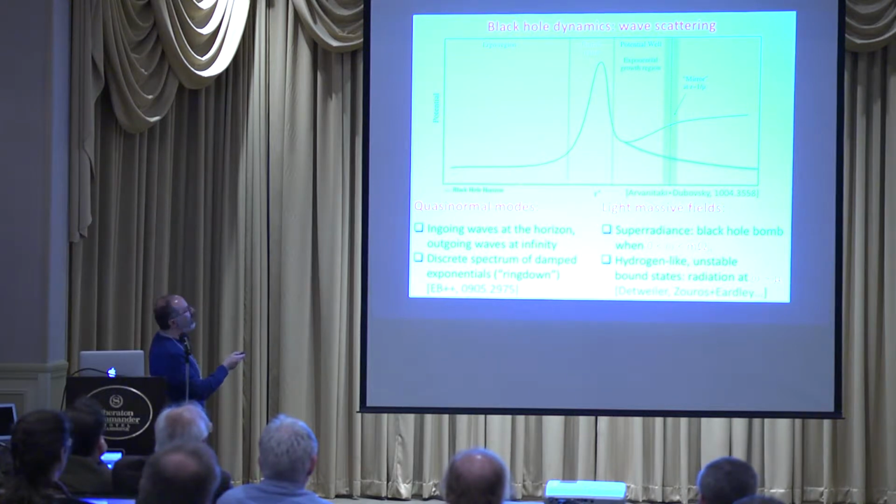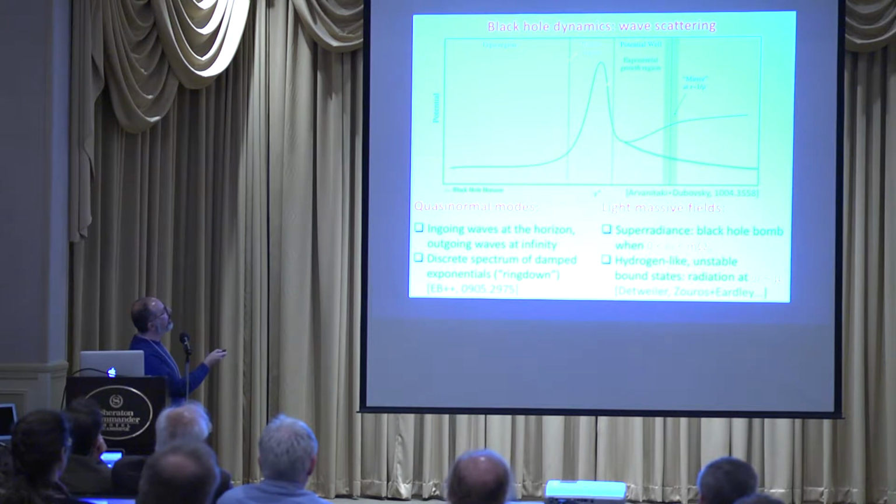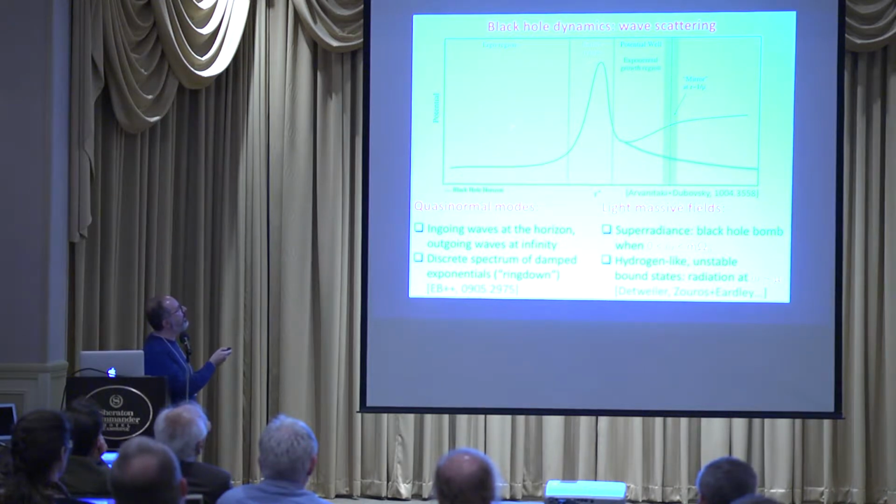Now, if you are in general relativity, this potential barrier is pretty boring. It goes to 0 at the horizon of the black hole. It has a maximum that is very close to the light ring at 3M, or, you know, for a Kerr black hole somewhere else, but it doesn't matter. And it goes to 0 at infinity.